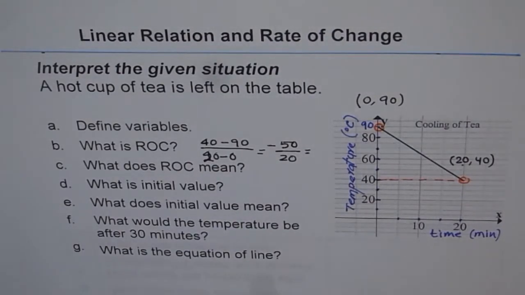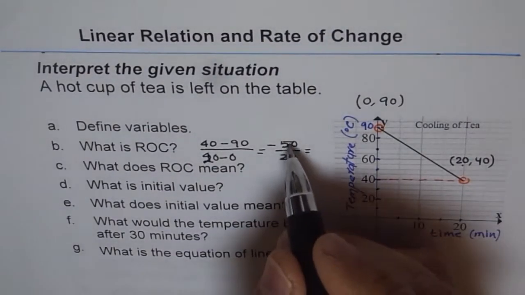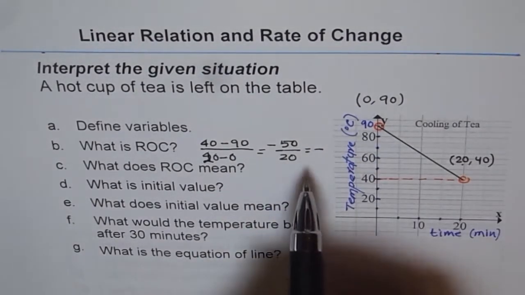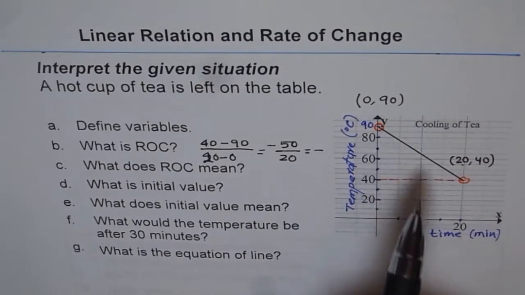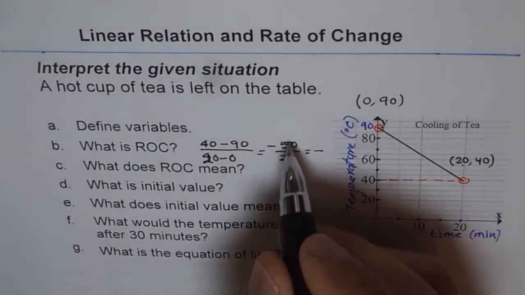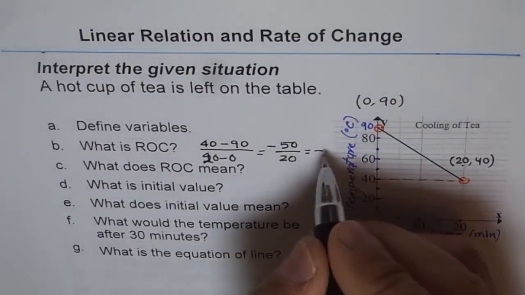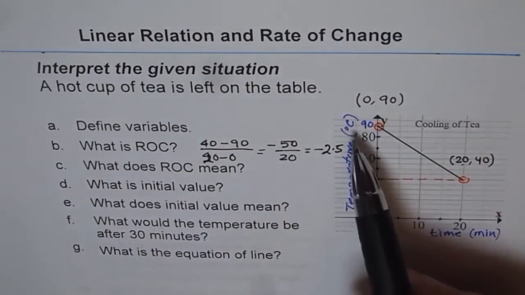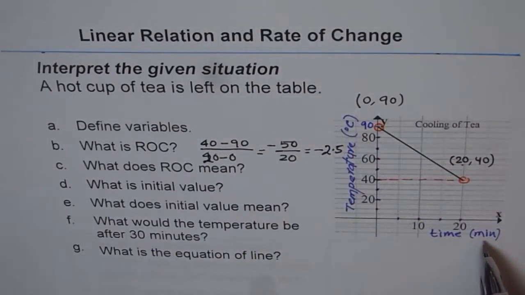So it is 50 divided by 20 with a negative sign. So negative shows that the temperature is falling down, right? And 50 divided by 20 is 2.5. So 2.5 degrees Celsius per minute. That is the unit, right?